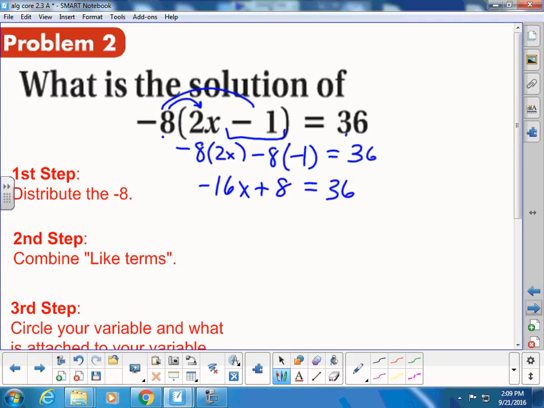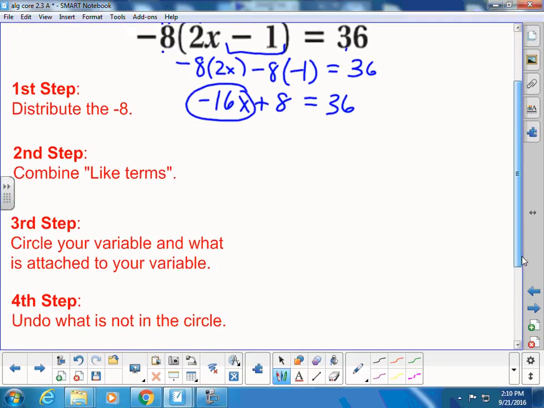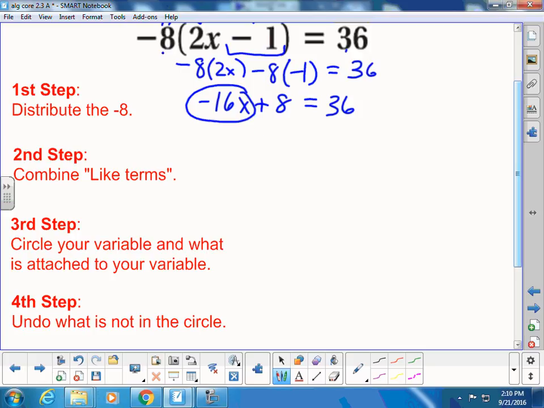Do I have any like terms? In this case, I do not have any like terms. Circle my variable and what's attached to it. That's my variable and what's attached to it. And then it says undo what's not in the circle. So I'm going to undo plus 8. Get negative 16x equals 28.